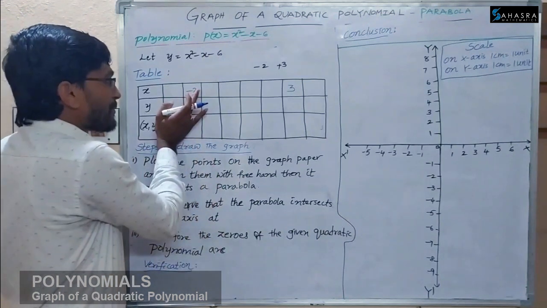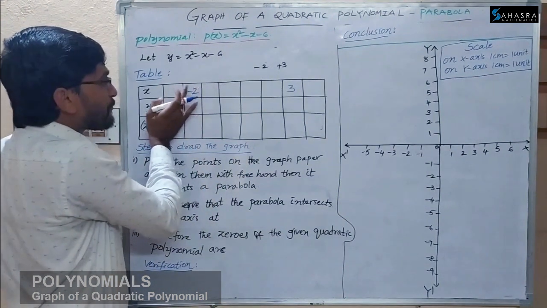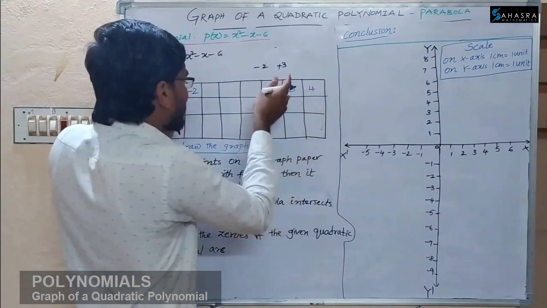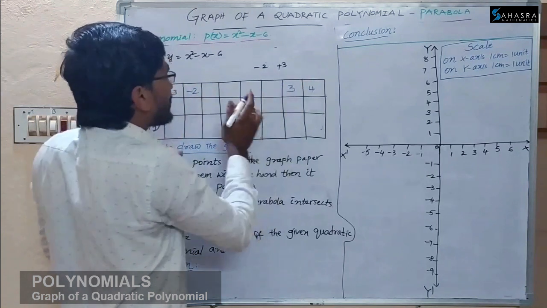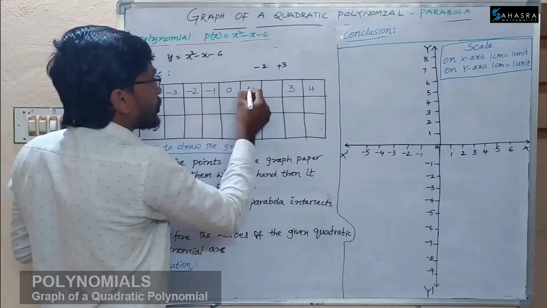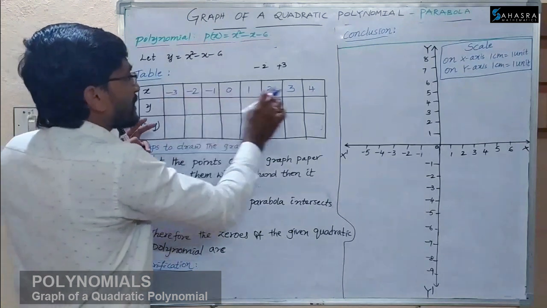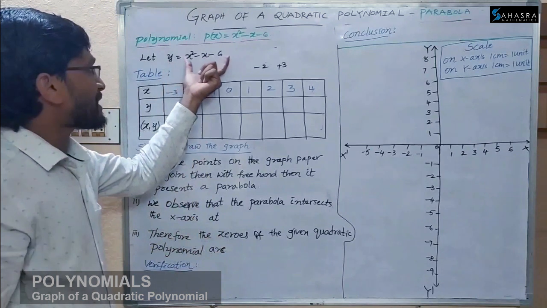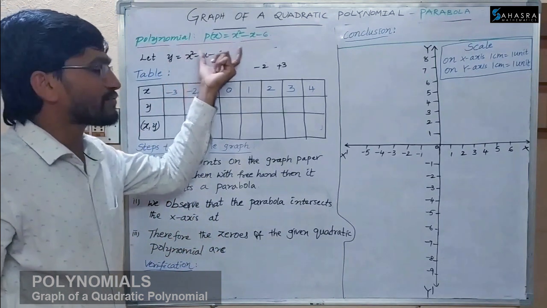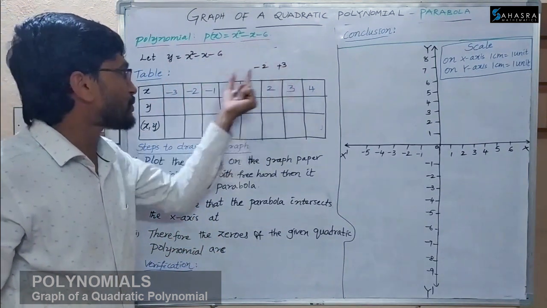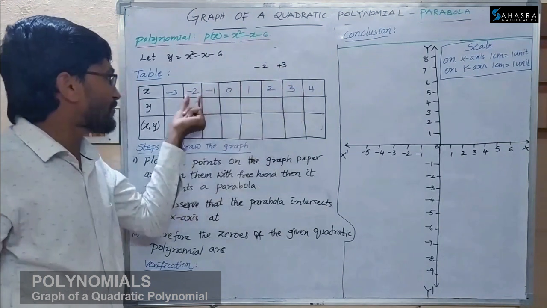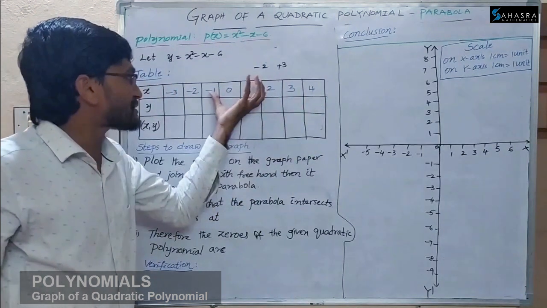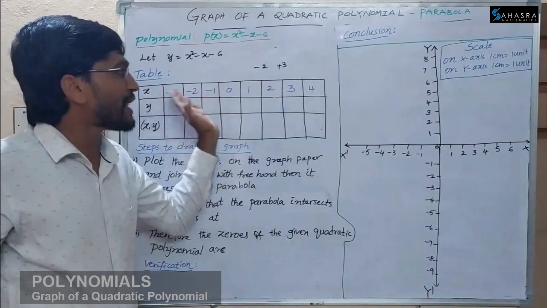Simply, take one integer before minus 2 and one integer after 3, and the integers between minus 2 and 3, that are minus 1, 0, 1, 2. These are the values we have to take for x. Again I am repeating this: for x square minus x minus 6, first we have to calculate the zeros of that polynomial, that are minus 2 and 3. Take one integer before minus 2, one integer after 3, and the integers between. These are the values of x.